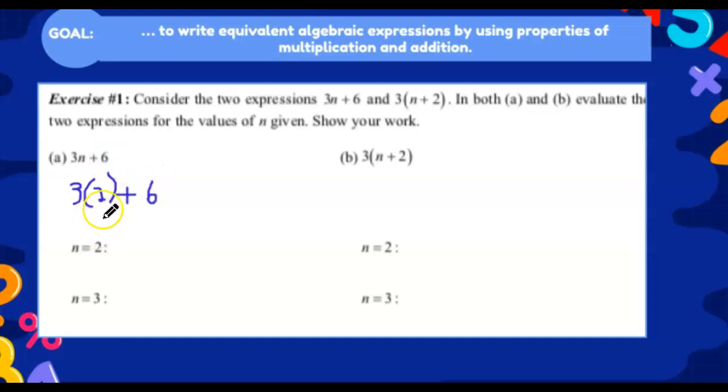And then I'm gonna simplify that. It's going to be 6 plus 6 equals 12. So there you go, I was able to evaluate by substituting the value of 2. Let's see if this is equivalent to that expression.